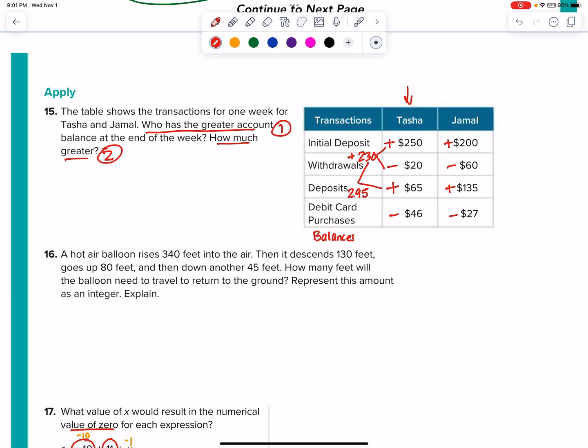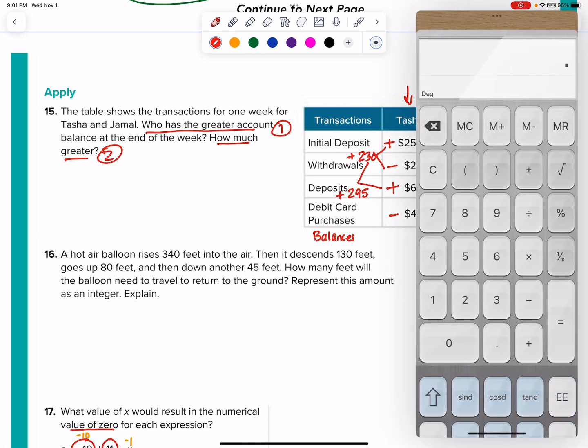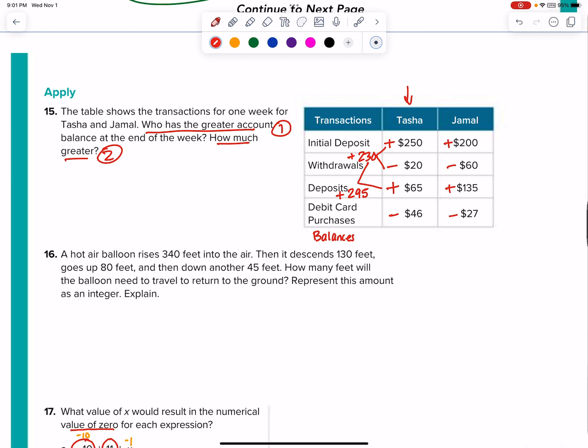Okay. And pay attention, is it positive? 230 plus 65, yeah, we're all positive here. And then we have a negative 46, so we're adding a negative, which you're seeing is the same thing as just subtracting. So 295 minus 46, and we have $249 balance in this account, okay?